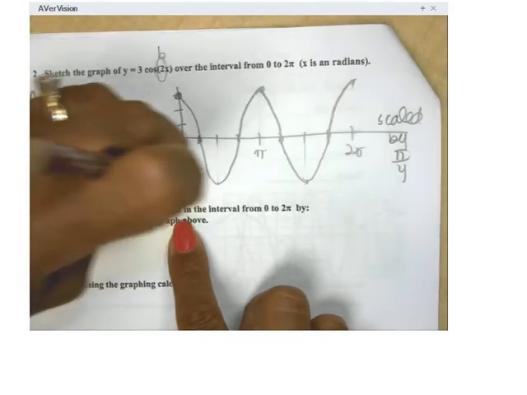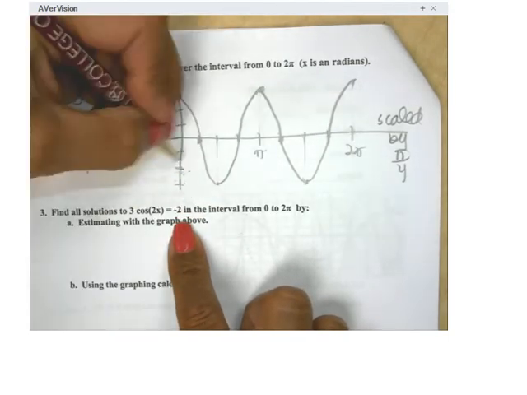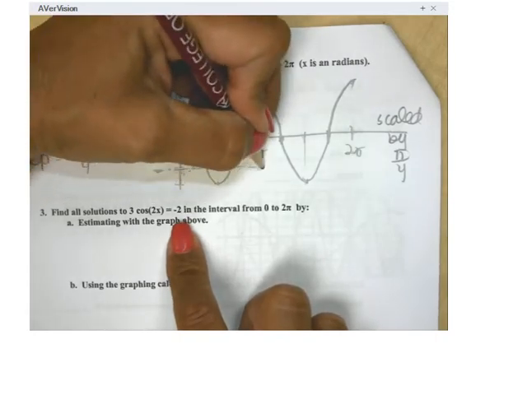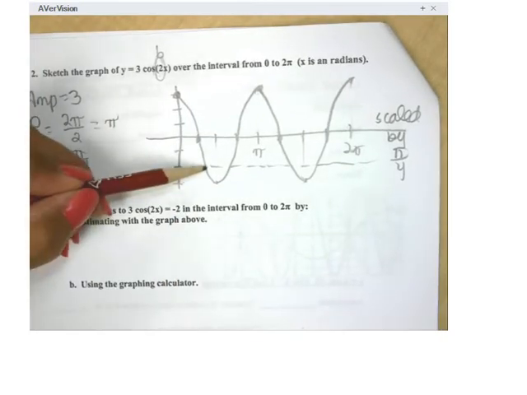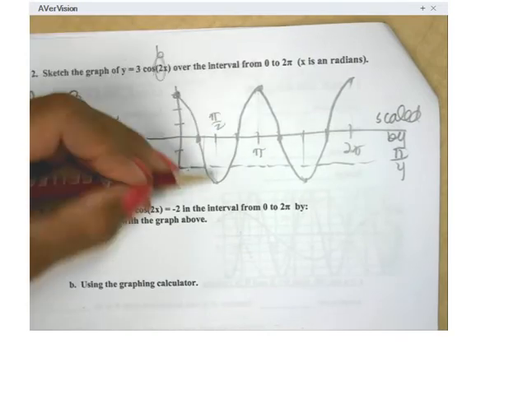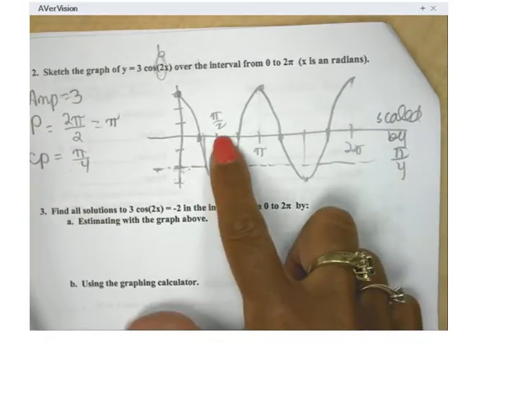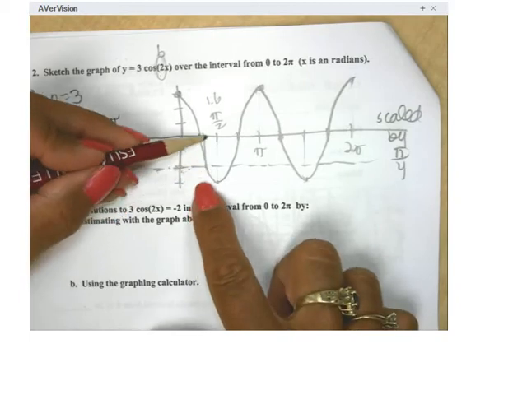Now, the next one says to find all solutions where I have this graph equaling -2, and I said estimate from the graph above. And I can see I didn't do a very good job of putting those little units there. If this is 3, that -2 should have been about there. So if I put a little dotted line here, I can see there are a whole bunch of solutions. And I can see there's one there.